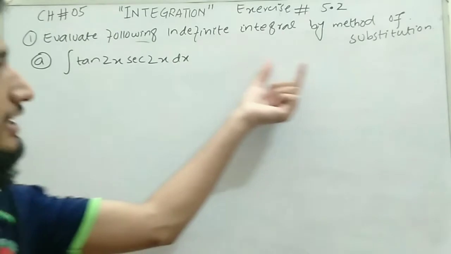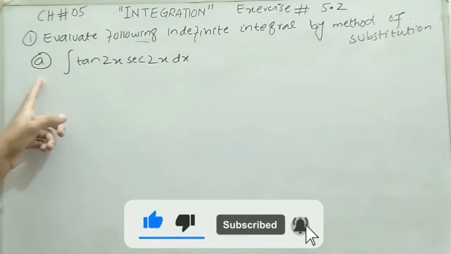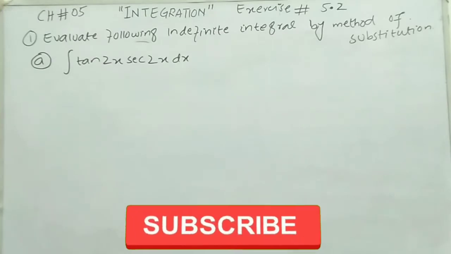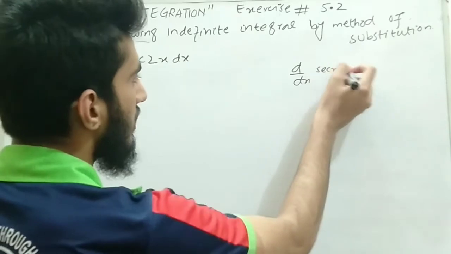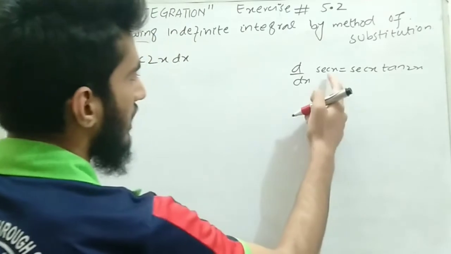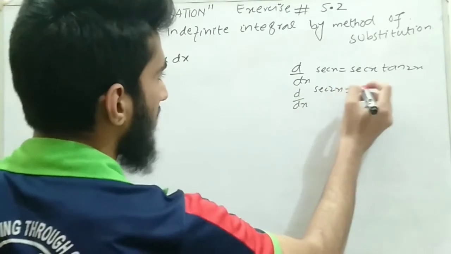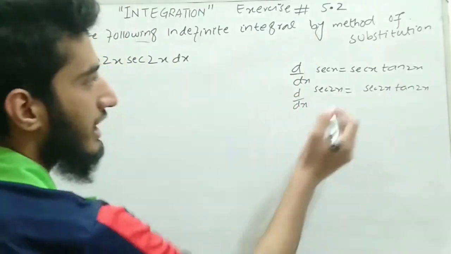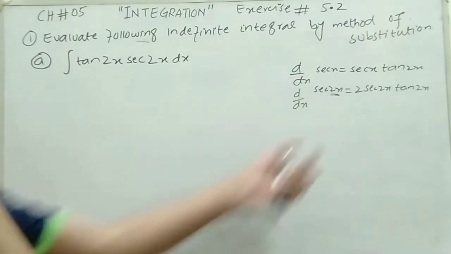Evaluate the following indefinite integral by the method of substitution. In this question there are just trigonometric functions given. Part A: the integral of tangent 2x secant 2x dx. Find the integral. You know that the derivative of secant x is secant x tangent x. Now replace x with 2x, it becomes secant 2x. The derivative of secant 2x will be secant 2x tangent 2x, but here we also take the derivative of the inner function, which gives us 2. So the derivative of secant 2x is 2 secant 2x tangent 2x.